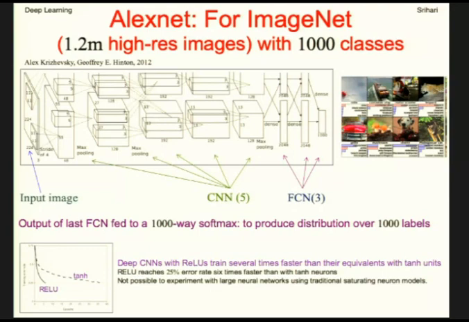And this is the chart they had. If they use the hyperbolic tangent, this is the number of epochs, the number of times you present the samples to the network to modify itself, needed to reach the 25% error rate. The tanh would keep on going like that, whereas with the ReLU, it approached it quickly. And the conclusion is in that paper.